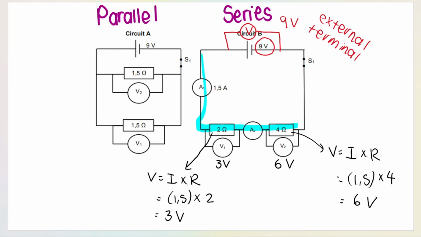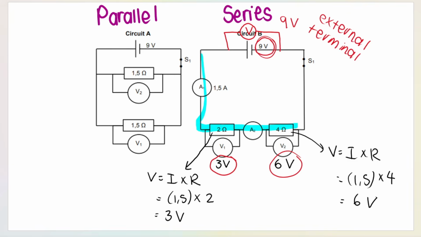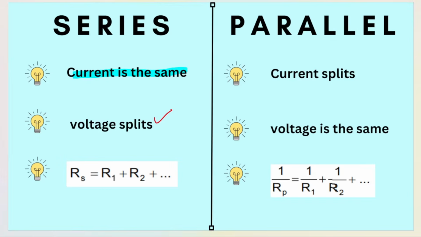And I hope you can already see what's happening. If I take 3 volts plus 6 volts, it gives me 9 volts. And that just shows me that voltage in series is split. Just what it says there. So of the 9 volts across the battery, 3 volts goes here, 6 volts goes here, 3 plus 6 is 9 volts. Let's look at the parallel circuit.